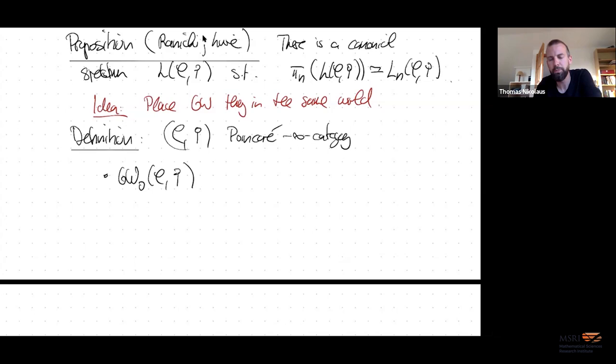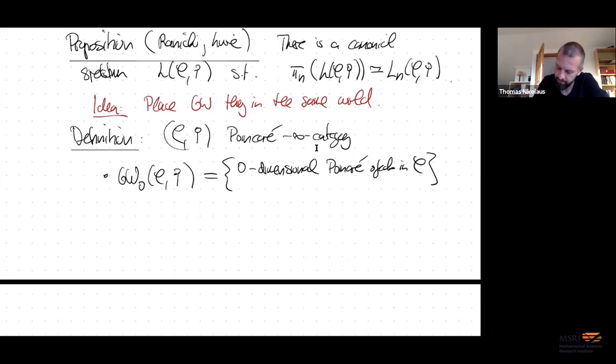And how does this work? Here what we want to do is look at zero dimensional Poincaré objects in C. Right, this makes sense now. I've defined that in this generality.